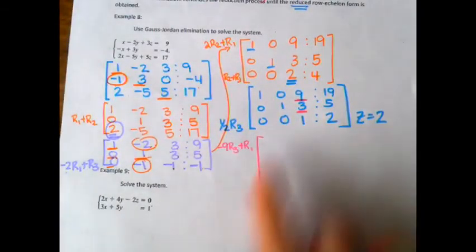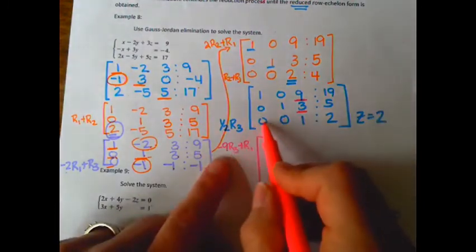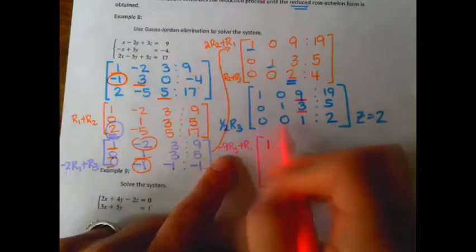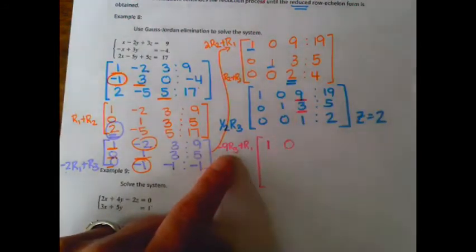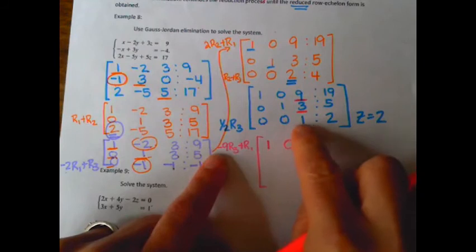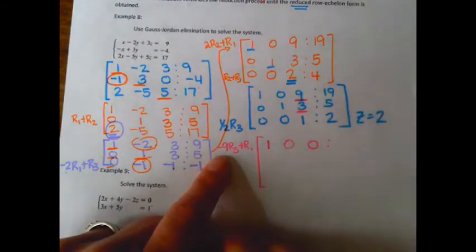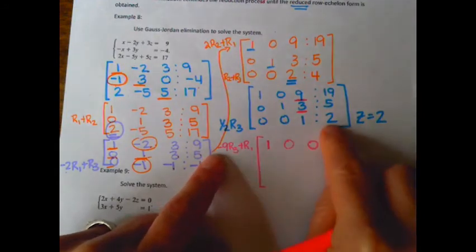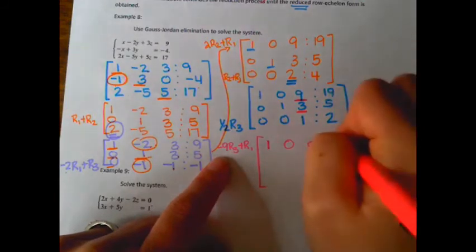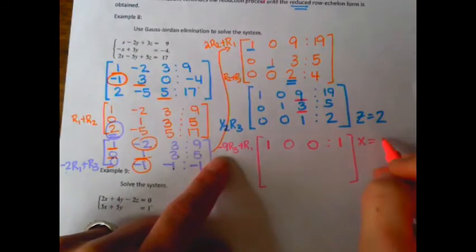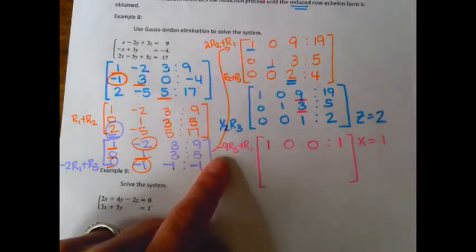Okay. So 9 times 0 is 0, plus 1 is still 1. 9 times 0 plus 0 is still 0. Negative 9 times 1 is negative 9. Negative 9 plus 9 is 0. Negative 9 times 2 is negative 18. Negative 18 plus 19 is 1. So guess what, guys? X equals what? 1. Because y is gone, z is gone.